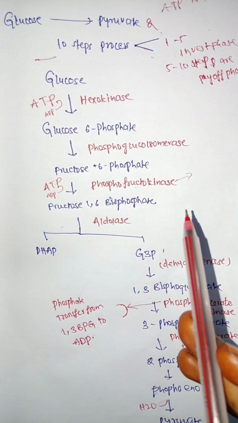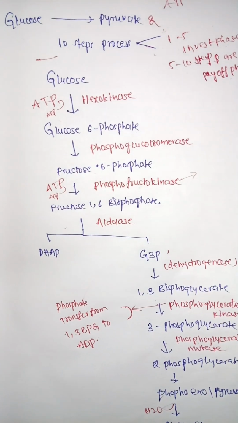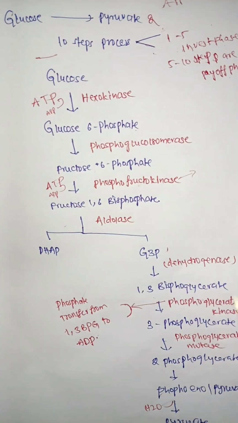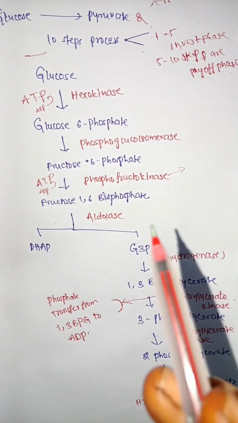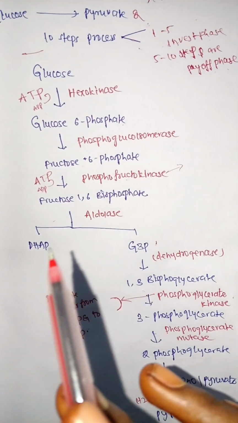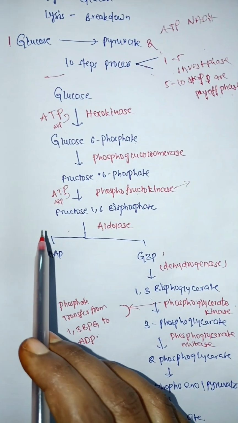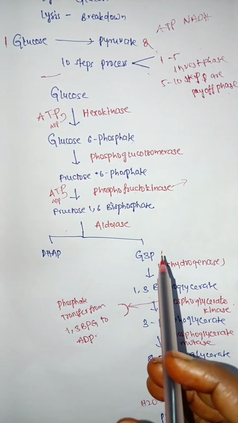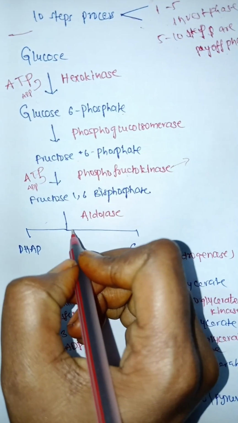Fructose 1,6-bisphosphate is cleaved into DHAP and G3P via the enzyme aldolase. Fructose 1,6-bisphosphate is initially an unstable molecule, so it is cleaved into two molecules. One is dihydroxyacetone phosphate and the other is glyceraldehyde 3-phosphate. DHAP and G3P are isomers.